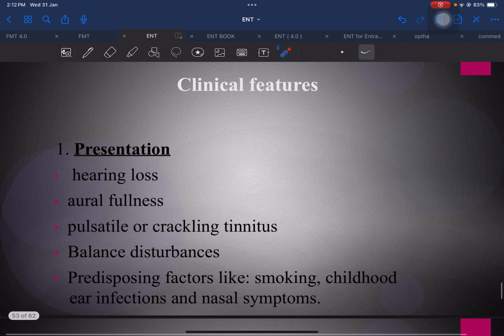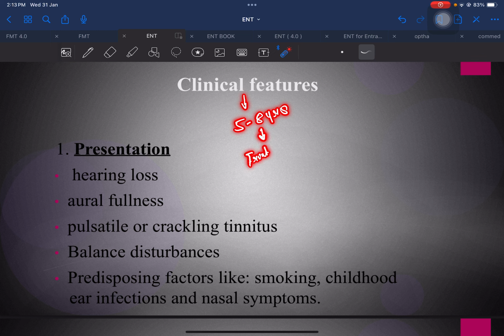Talking about the clinical feature, how the patient is going to present to you. Initially, as I've already mentioned, the main age group affected is about 5 to 8 years. Children are affected. Now, there will be a history that the child has to sit on the front bench. At the back, he will not listen properly.